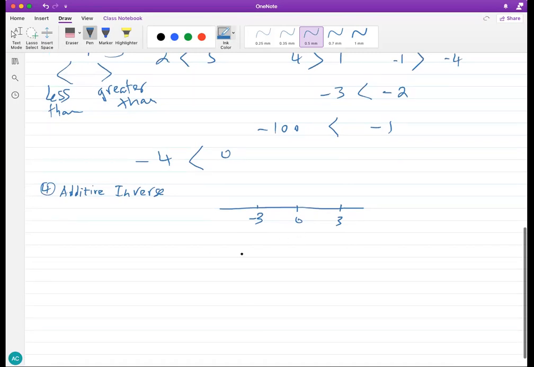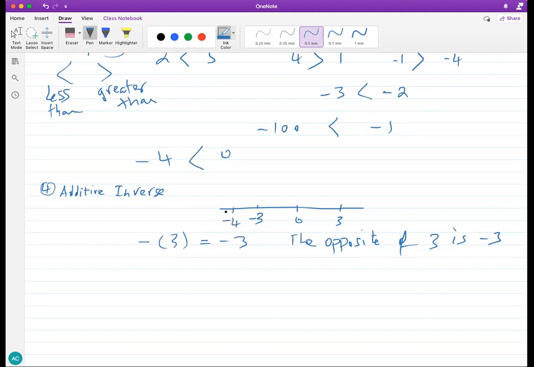So we say the opposite of 3 is -3. You read this negative sign as "the opposite." The opposite of 3 is -3. Now, what about this one? Let's say you have -4 here. What is the opposite of -4?